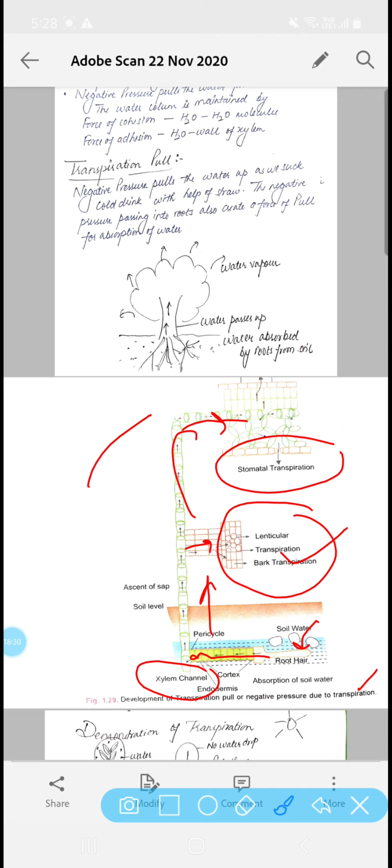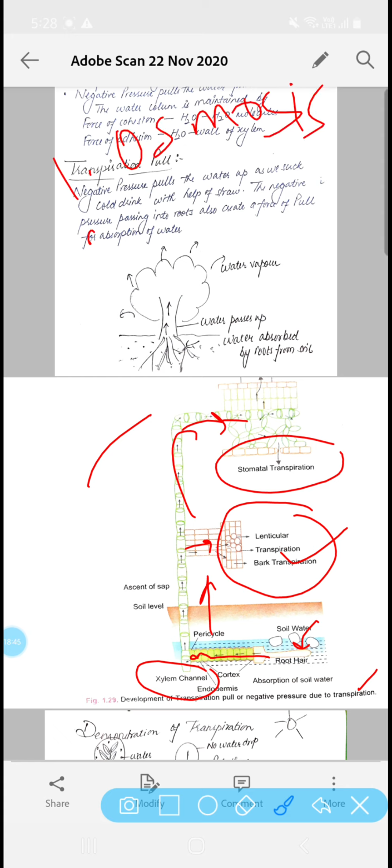Clear? So these are the three important mechanisms of the transport of water and minerals. The first one was osmosis, the second one was root pressure, and the third one was transpiration pull: root pressure, ascent of sap, and the transpiration pull theory.